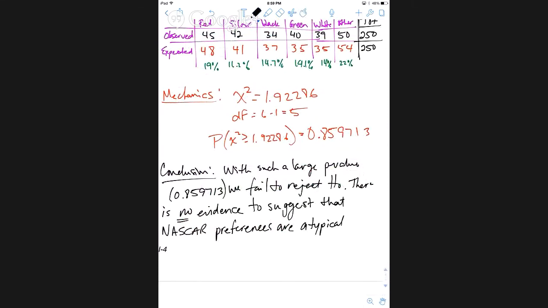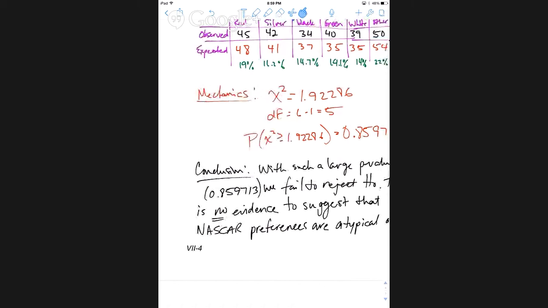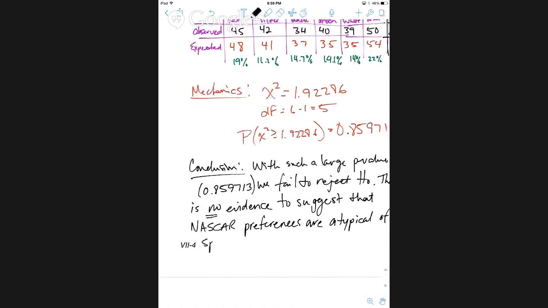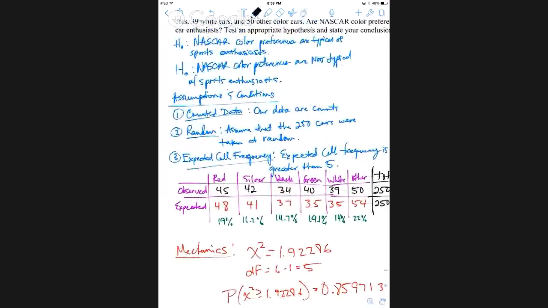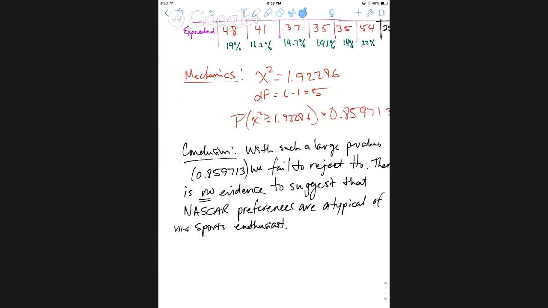Okay, atypical means not typical, right? Of sports enthusiasts. Again, we're failing to reject the null hypothesis, thus saying that there is no evidence that this happens. Okay? No evidence that the alternative hypothesis will occur. Okay, so I did kind of 2 problems, a long-winded one, and because it was a mistake. Sorry about that.